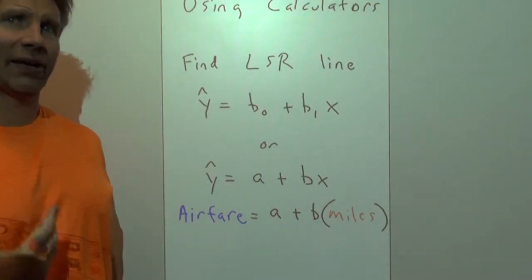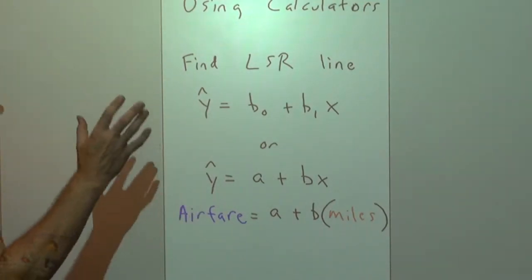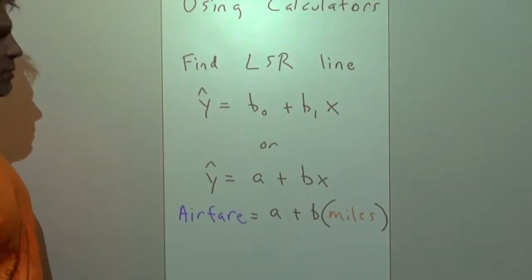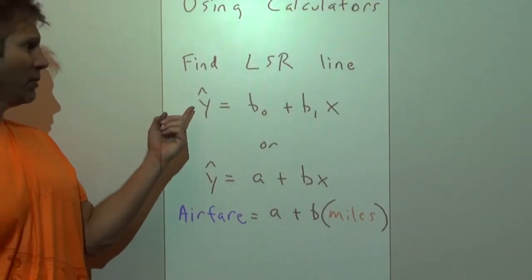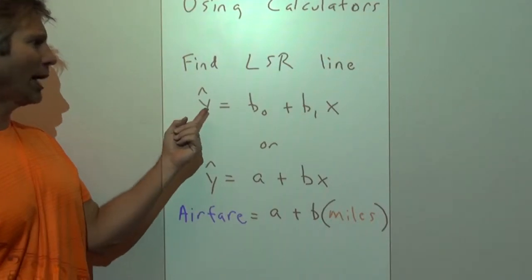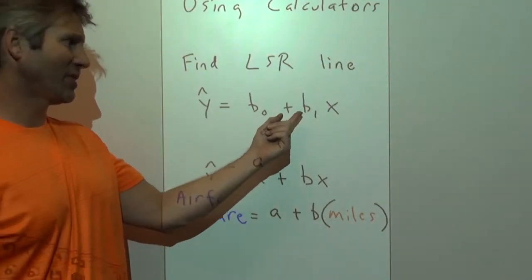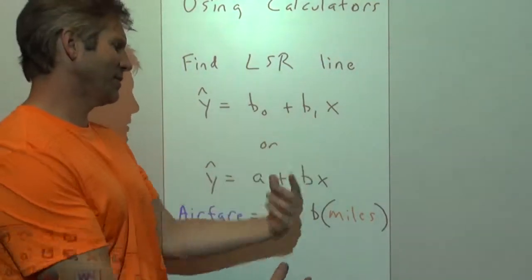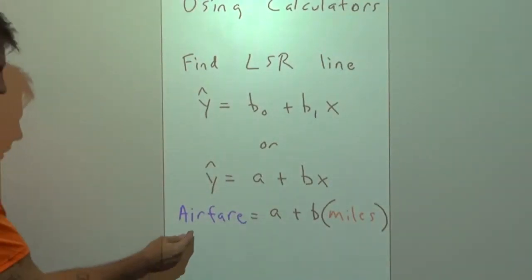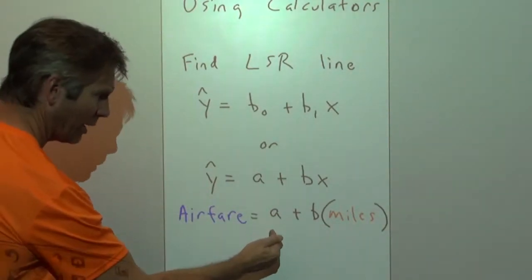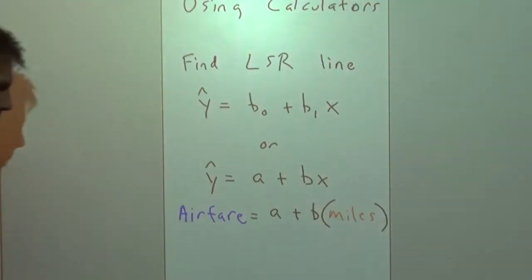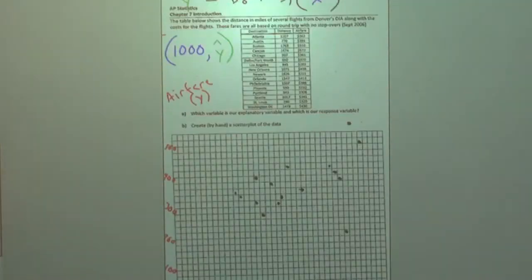Now we're going to be using the calculator in this next video to show how we can find the least squares regression line, and we're going to get used to calling it y hat. The predicted y is going to be the y-intercept plus the slope times the x's, and in our case it's airfare equals y-intercept plus the slope times the miles traveled. That's how we'll predict what the airfare should be.